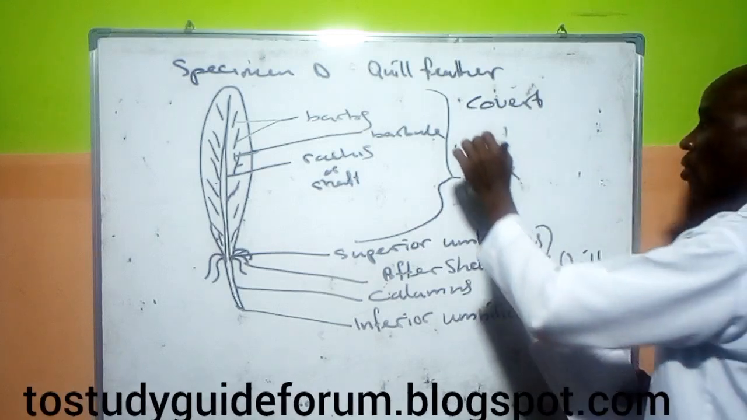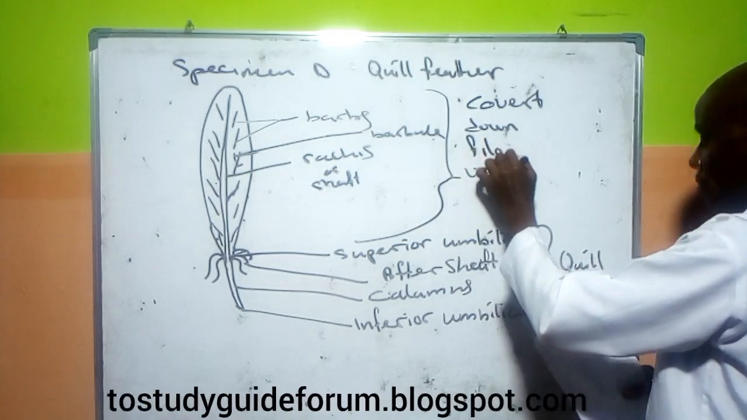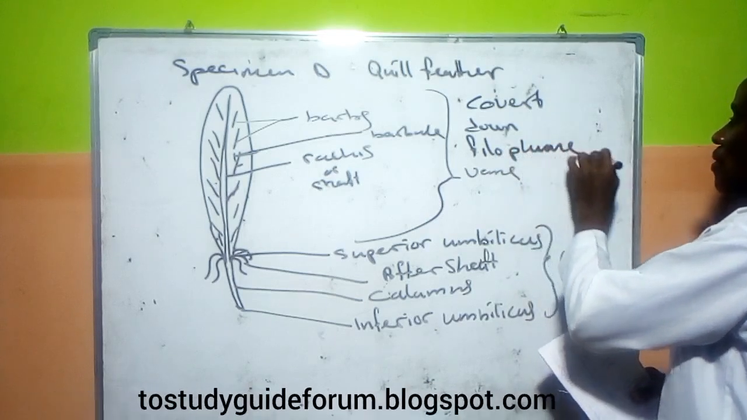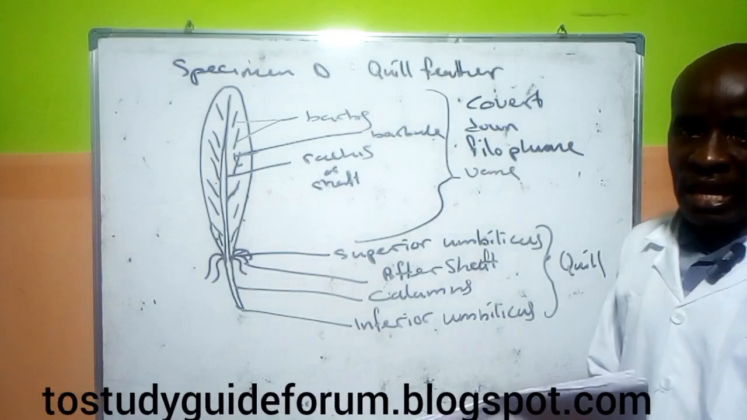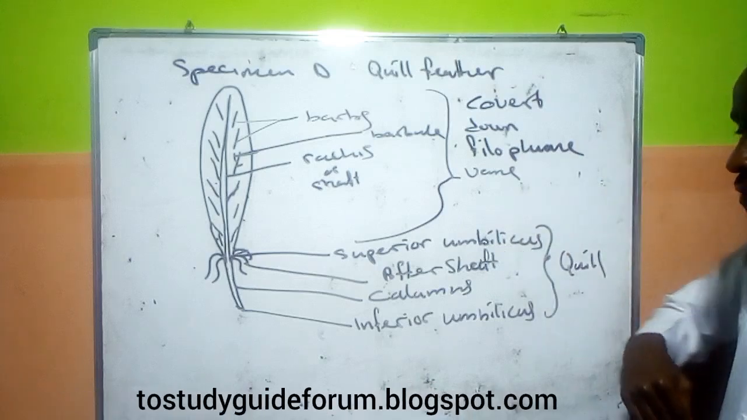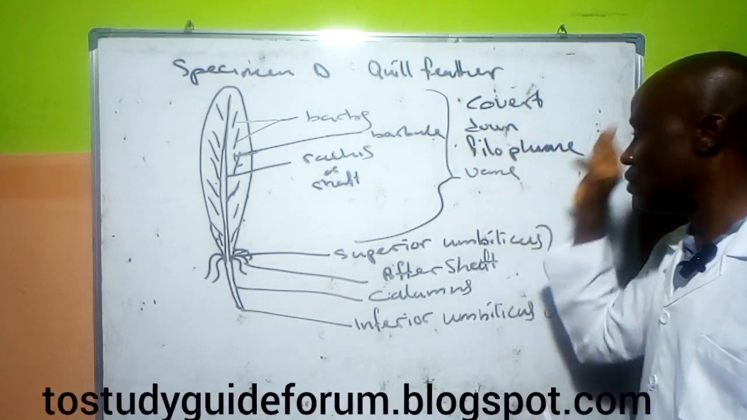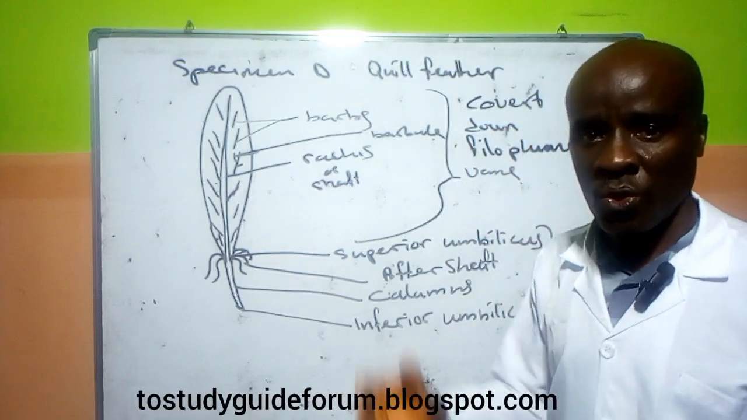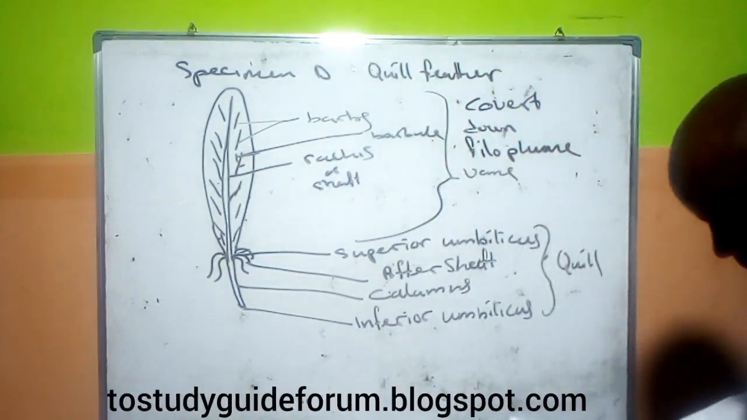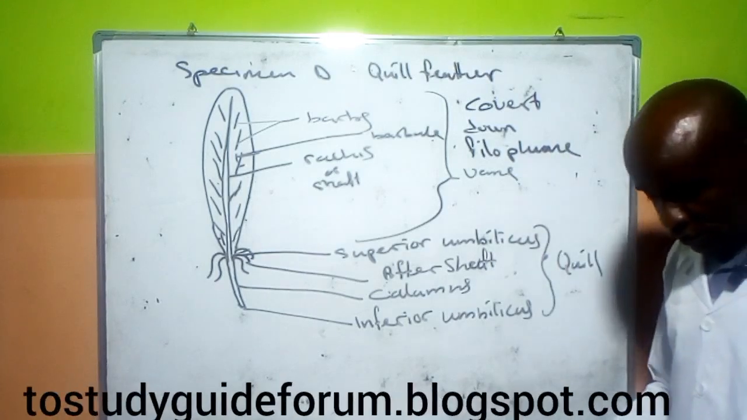We have another one we call the down feather, and then we have the filoplume. Filoplume is the one that remains after removing all the feathers in the bird. It's like a hair-like structure you see after removing the covert, the quill, and the down feather. It is the one that remains, that hair-like structure you see in the bird after dressing it. So these are some other feathers we have in the bird. I want you to take note of this very well.